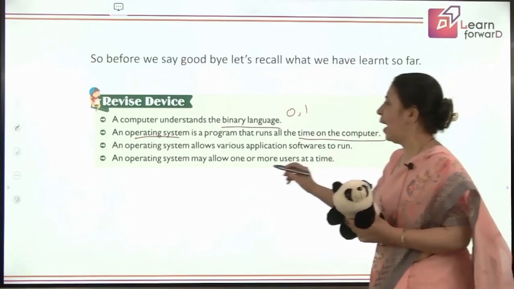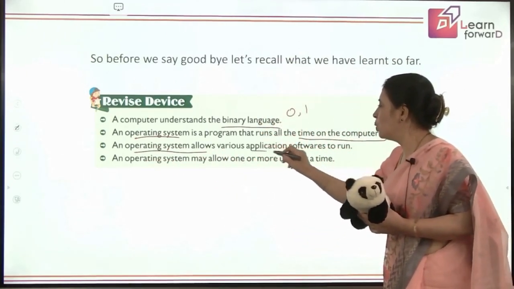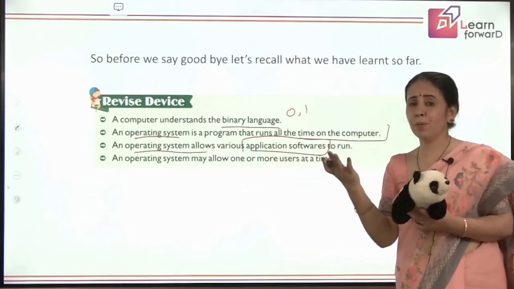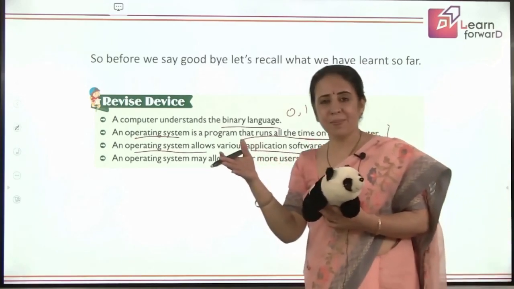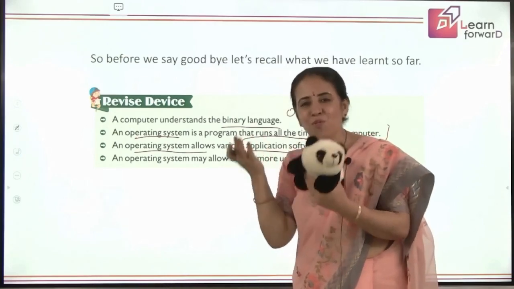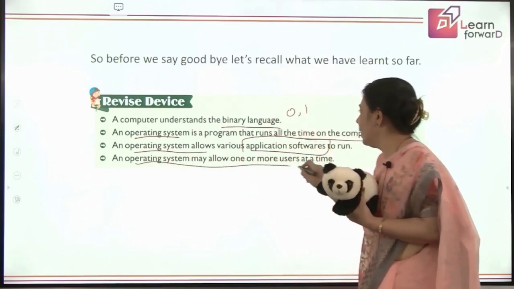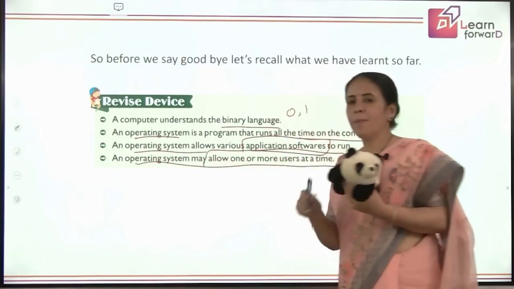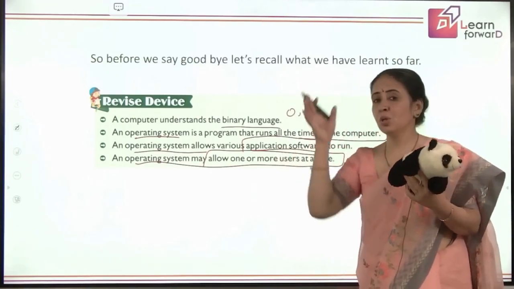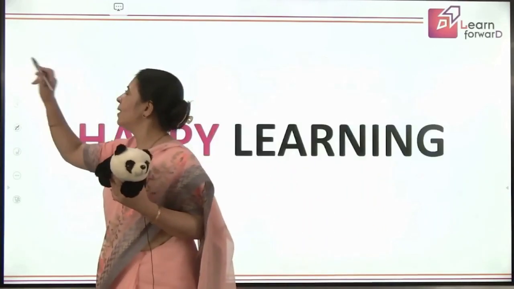Correct. And the next thing we learned is that operating system allows various application software to run on the computer. So if there is no operating system in the computer, none of your applications will work there, right? And this operating system can be used by one person or even by multiple users. So it could be a single user or it could also be a multiple user.